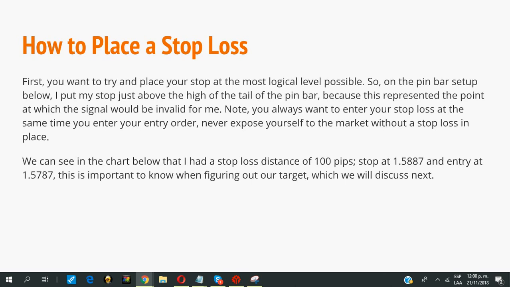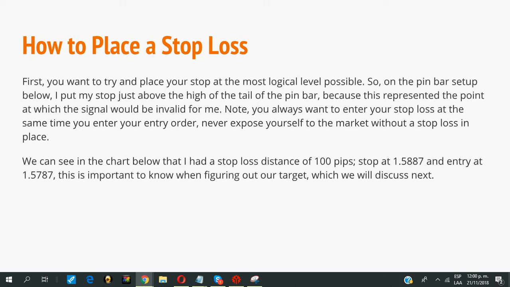How to place a stop loss. First, you want to try and place your stop at the most logical level possible. So on the pin bar setup below, I put my stop just above the high of the tail of the pin bar, because this represented the point at which the signal would be invalid for me. Note, you always want to enter your stop loss at the same time you enter your entry order.